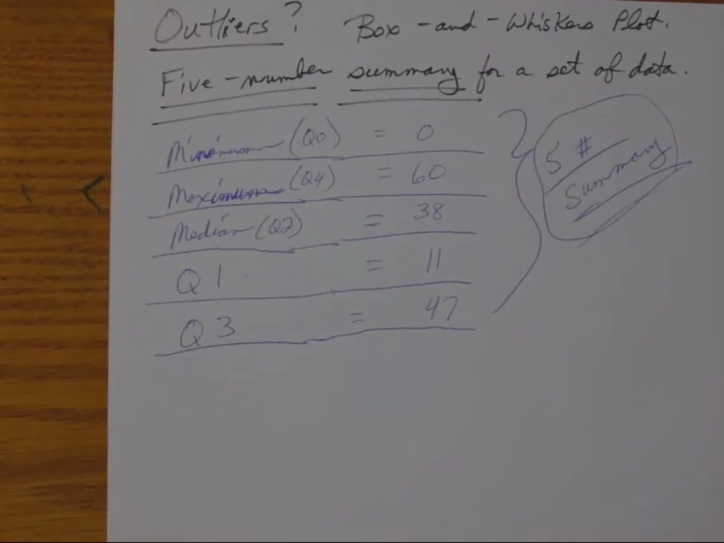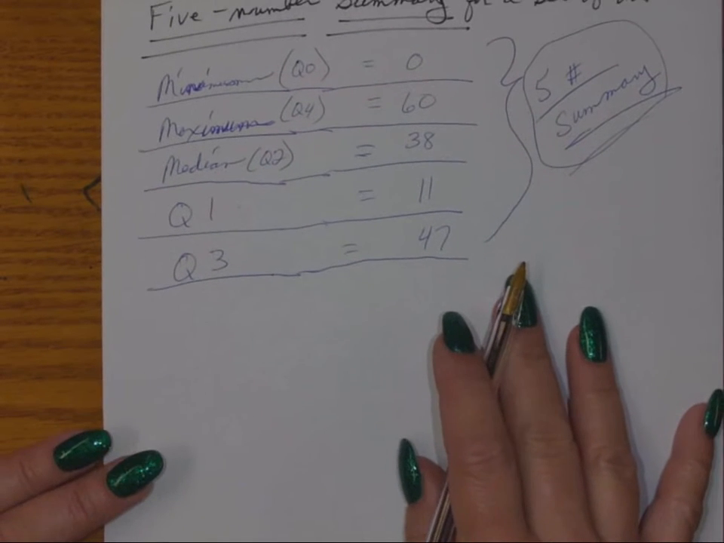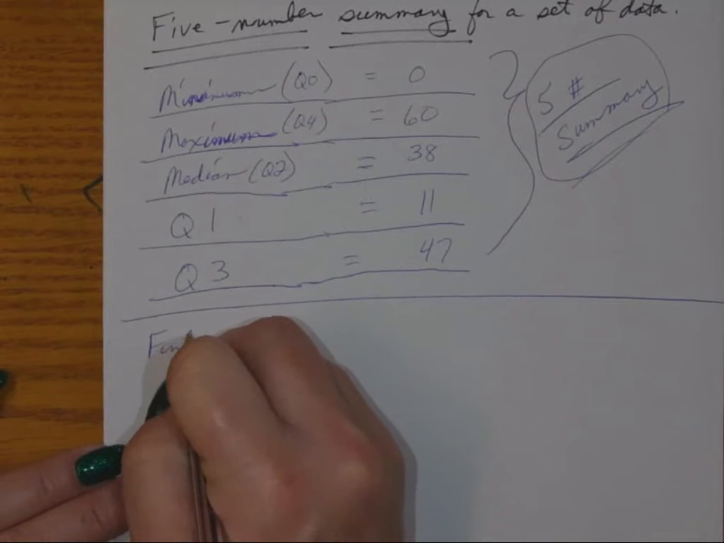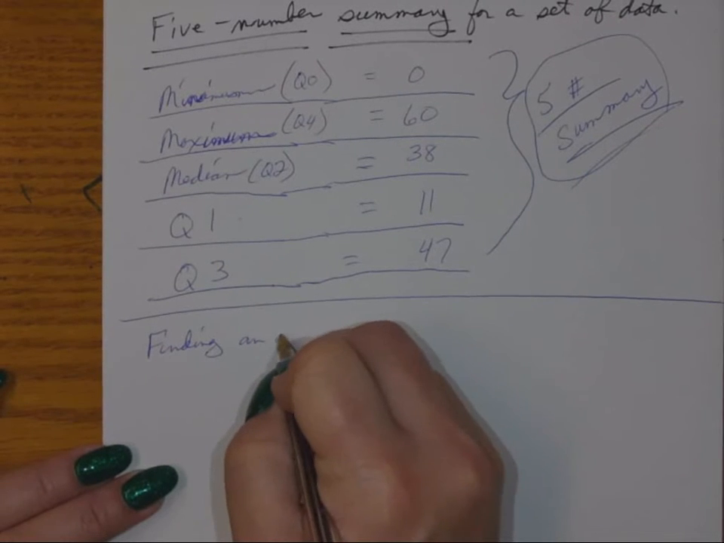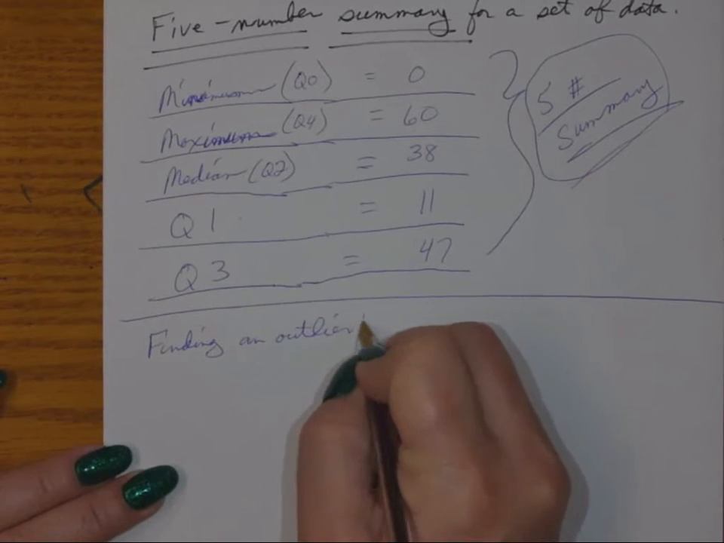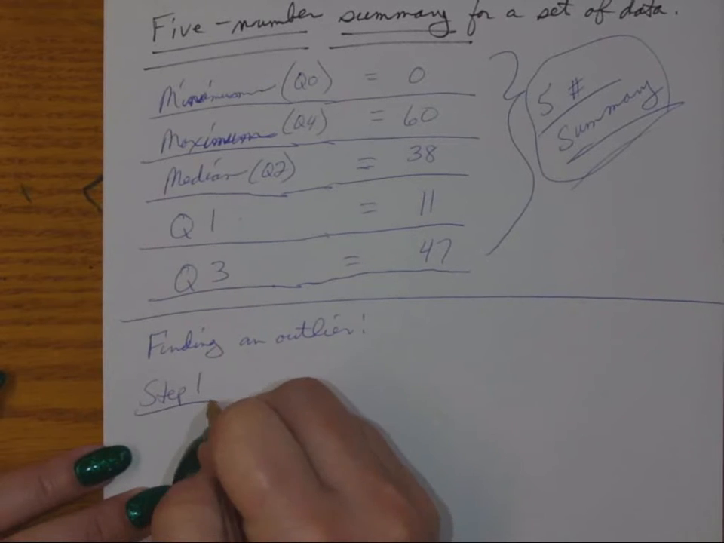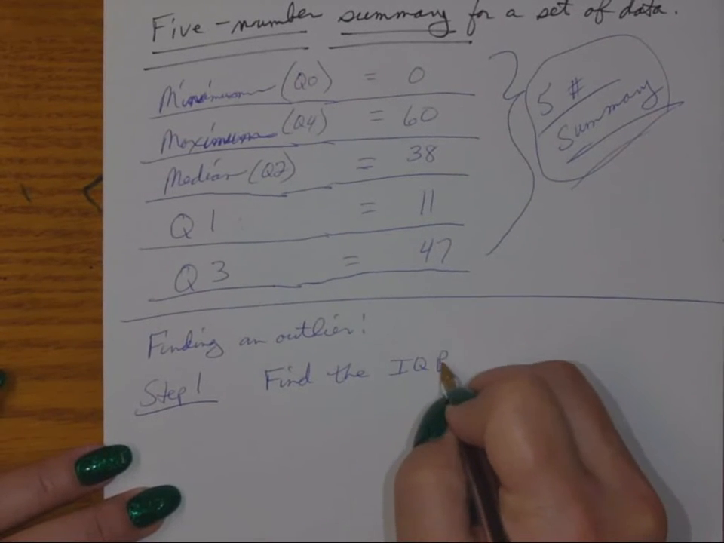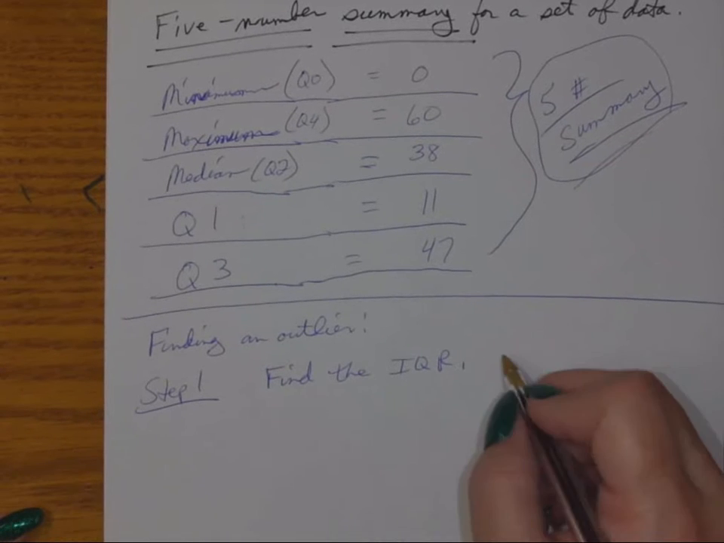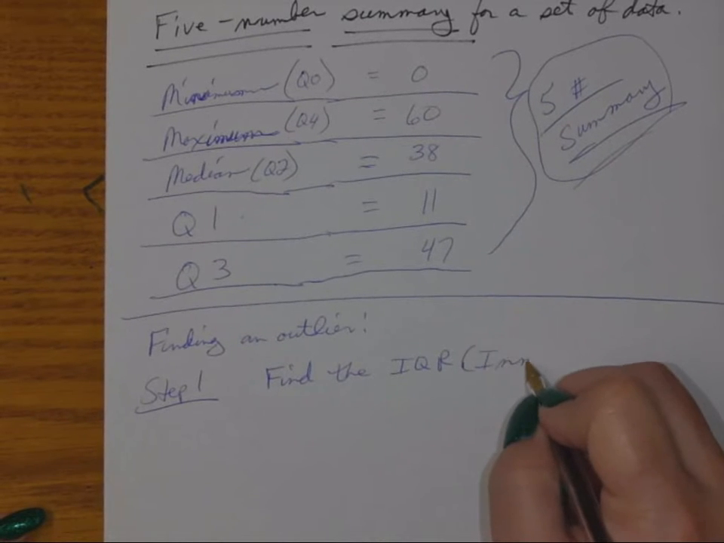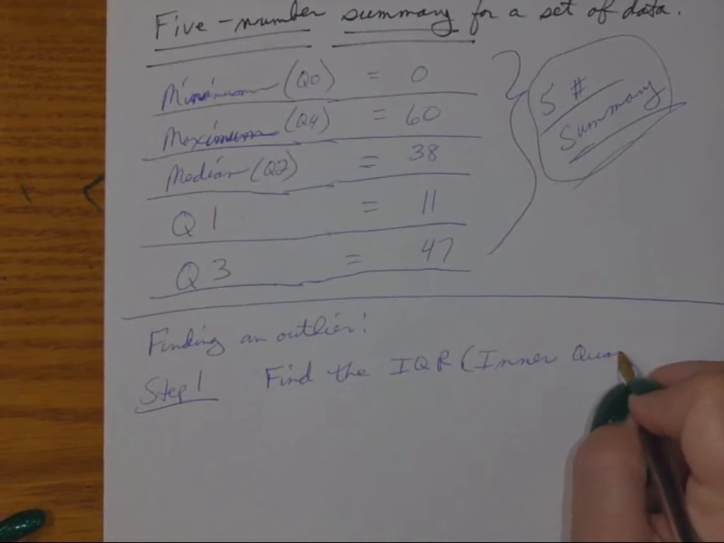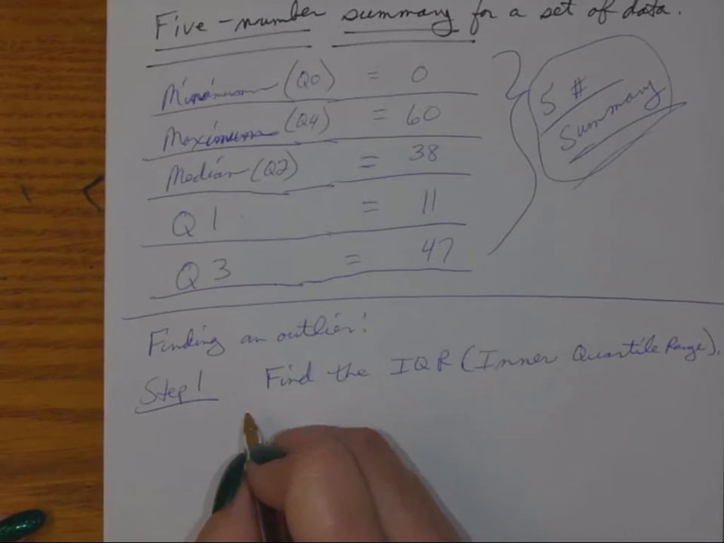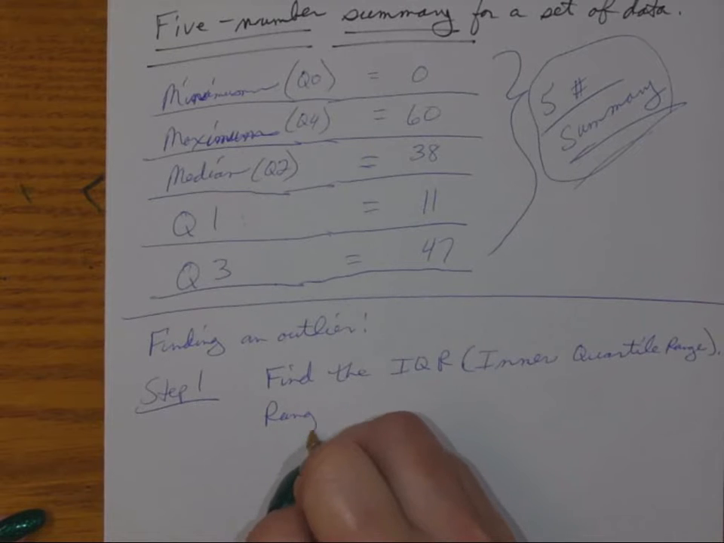Okay. So if I want to know if something's an outlier, then here's what I do. First step, finding an outlier using the box and whiskers plot. Step 1. Find the IQR. What the heck's an IQR? This is the interquartile range. Also, you could think of it as the range on the box.